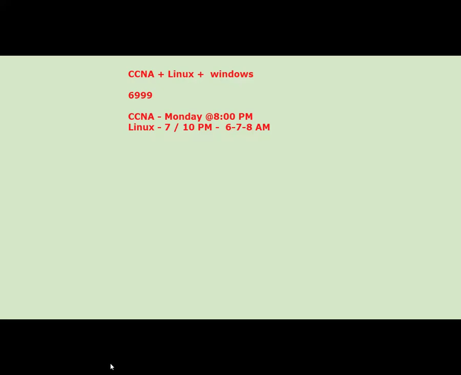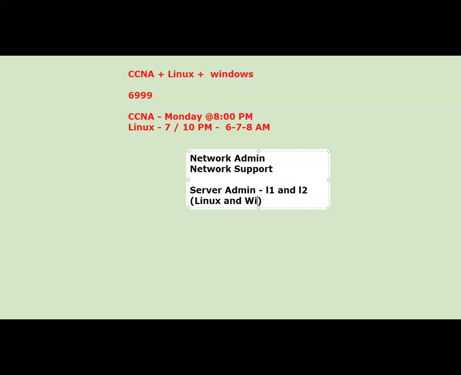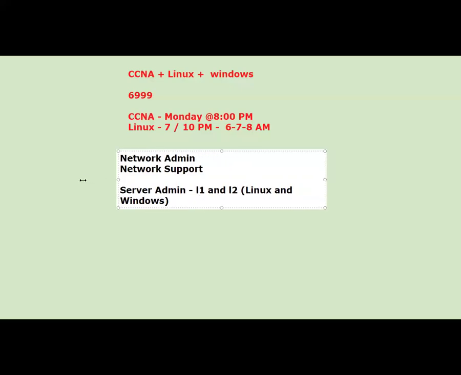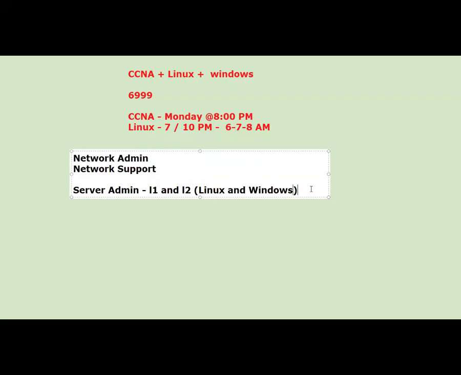So what are the job domains and job roles we can apply for if we go with CCNA and Linux? And what are the job domains and roles when going for AWS and Linux? See, Linux is common in both cases, right? So let me just go with CCNA. You can go with network admin, network support, server admin, let's say L1 and L2, level 1 and level 2, on Linux and Windows. Not one server here, my friend. I have included both the servers, right? Linux servers as well as the Windows servers.